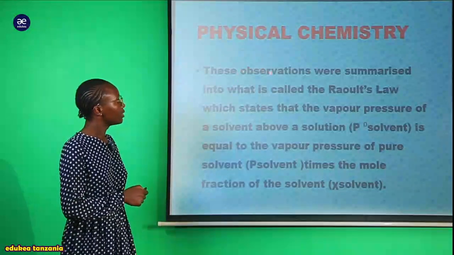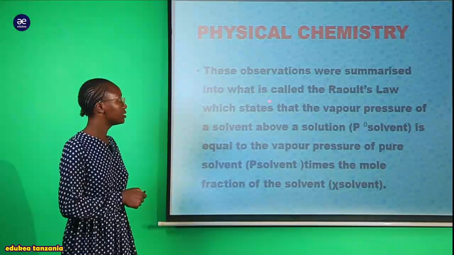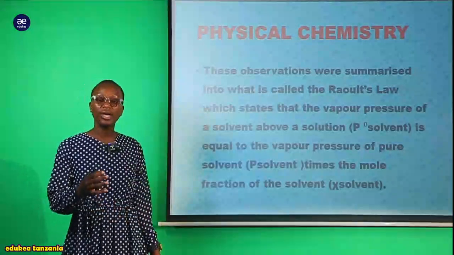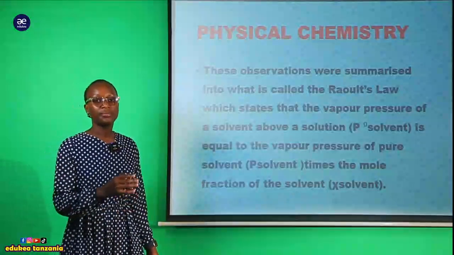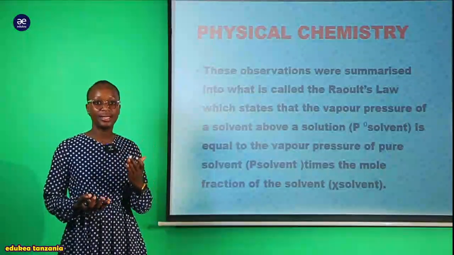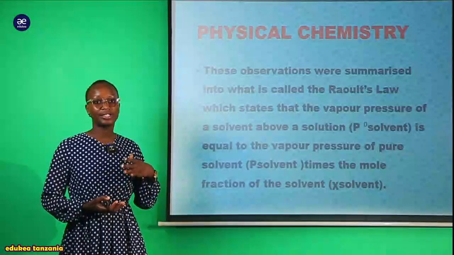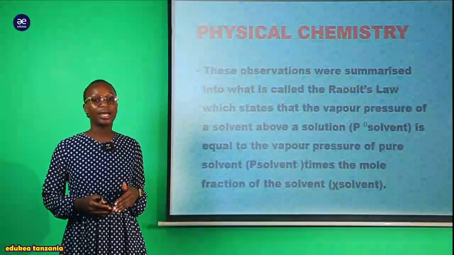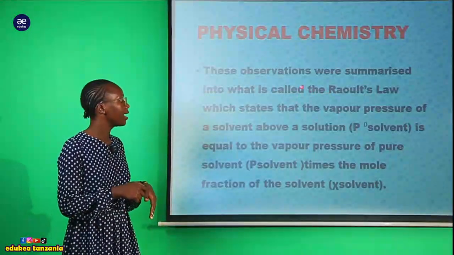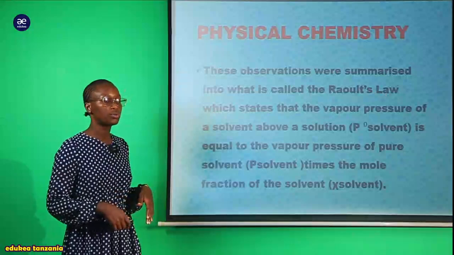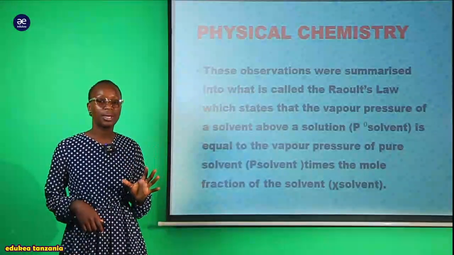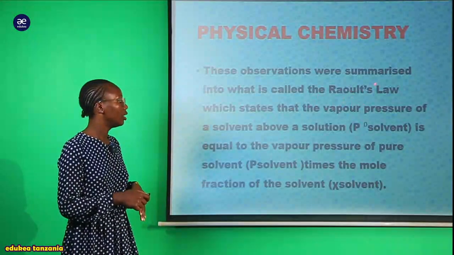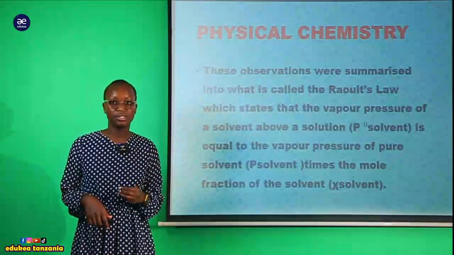Okay, these observations were summarized into what is called Raoult's law. After he came up with that idea and discovered the concept, he tried to do experiments and made those observations. So the whole summary was simplified by calling it Raoult's law, that is, the whole observation made during his investigation was summarized as Raoult's law. So now, what is the statement of the law?